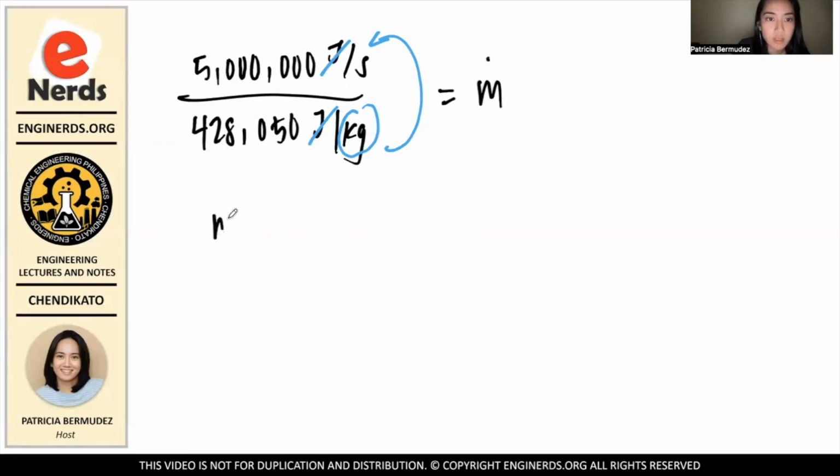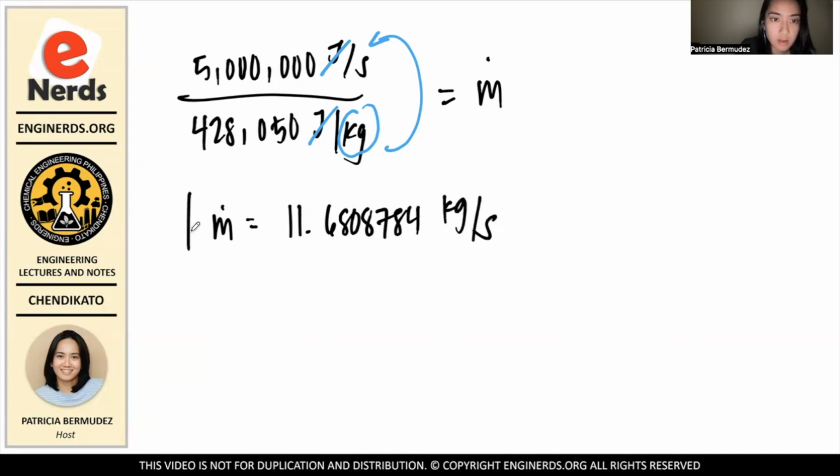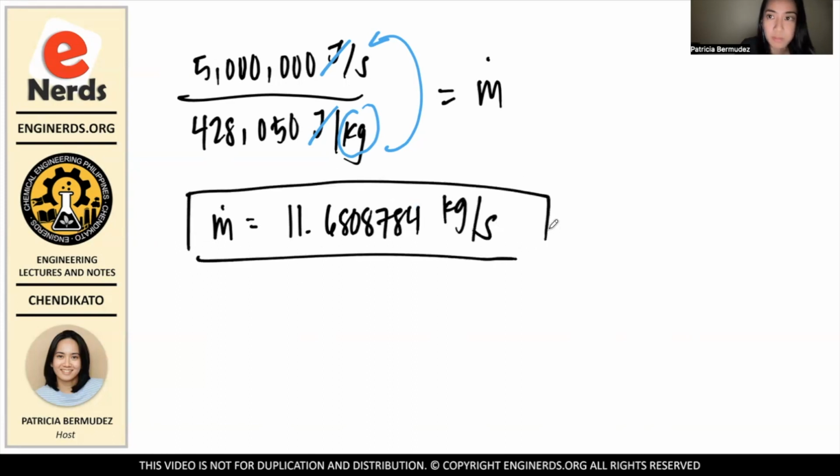So our mass flow rate is 5 million divided by 428,050. And that is 11.6808784 kilograms per second. And that is our answer for the problem.